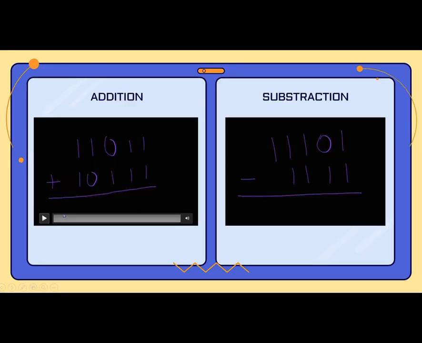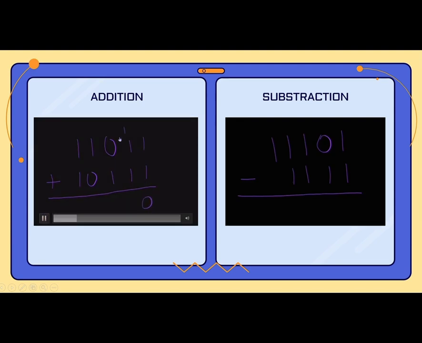Alright, next up is addition for binary. The example I've given is 11011 plus 10111. So 1 plus 1 will be 0. Carry forward 1, 1 plus 1 plus 1 will equal 1. And then carry forward 1, 1 plus 1, 0 again. 1 plus 1, 0 again. 1 plus 1 plus 1 will be 1 and then carry forward 1. And then the final answer is 110010.